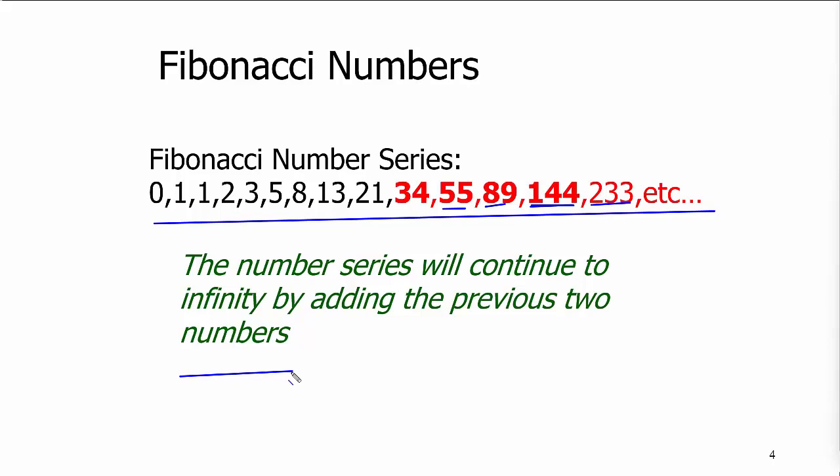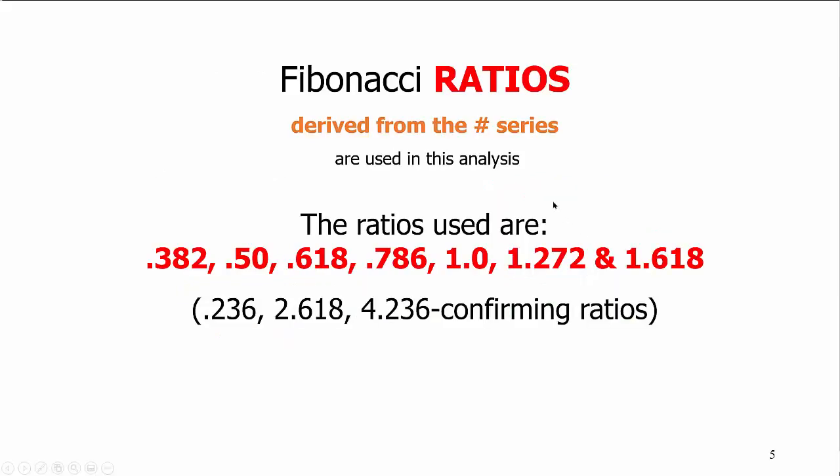But what we're not doing is using the actual numbers in the number series to do this work. We're actually going to use the ratios derived from this series. So as far as the ratios that we're using: 0.382, 50%, 0.618, 0.786, 100%, 1.272, and 1.618.